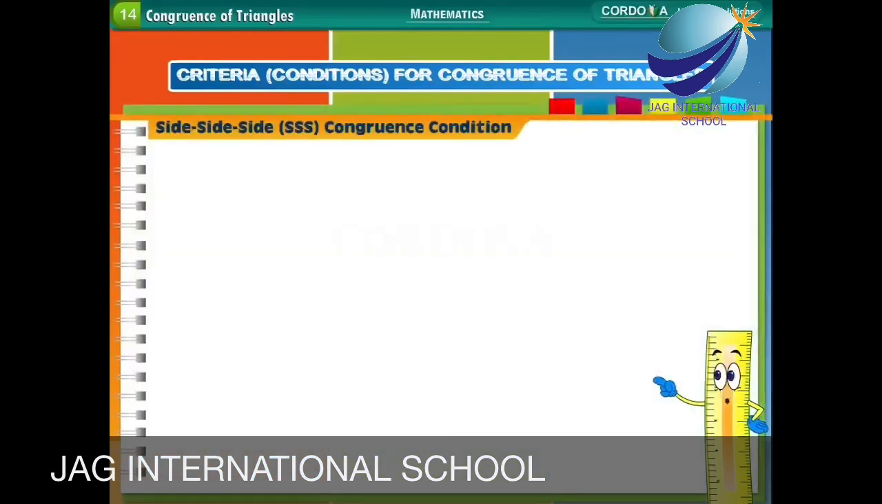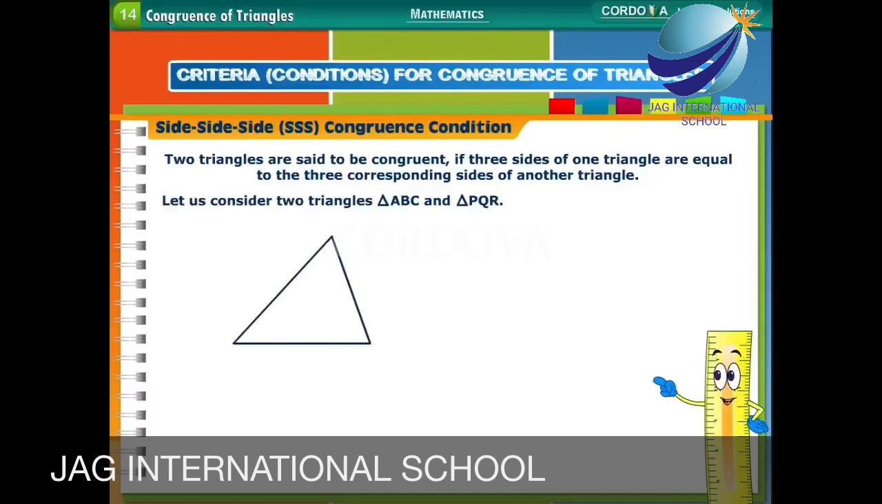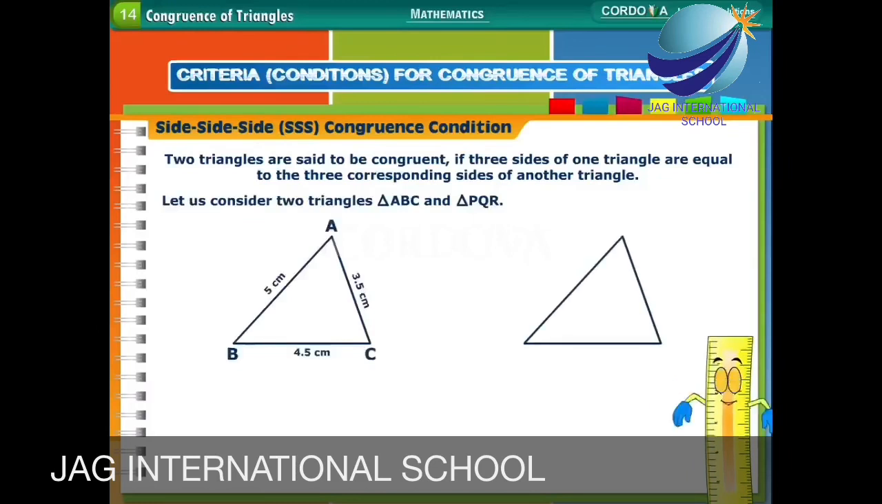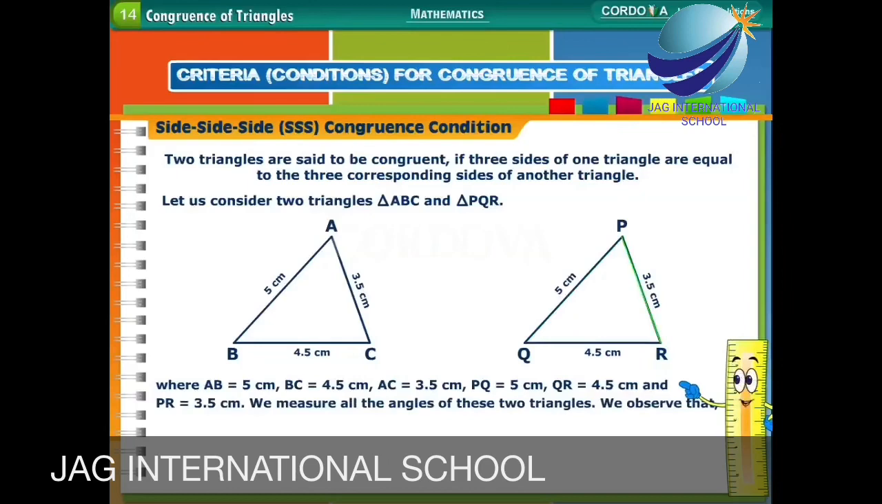Side, side, side. SSS congruence condition. Two triangles are said to be congruent if 3 sides of one triangle are equal to the 3 corresponding sides of another triangle. Let us consider two triangles, triangle ABC and triangle PQR, where AB is equal to 5 cm, BC is equal to 4.5 cm, AC is equal to 3.5 cm, PQ is equal to 5 cm, QR is equal to 4.5 cm, and PR is equal to 3.5 cm.